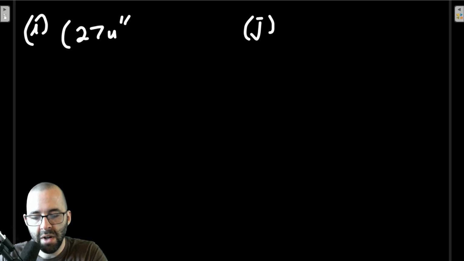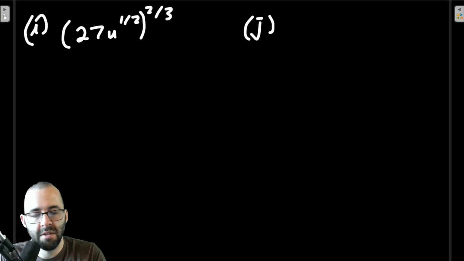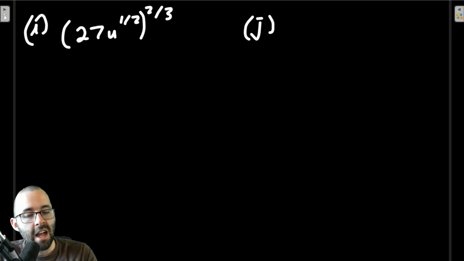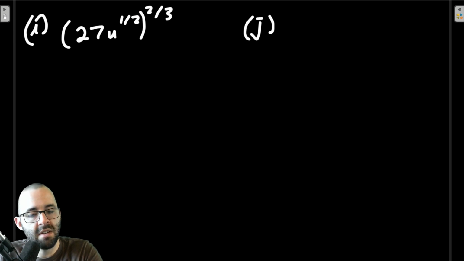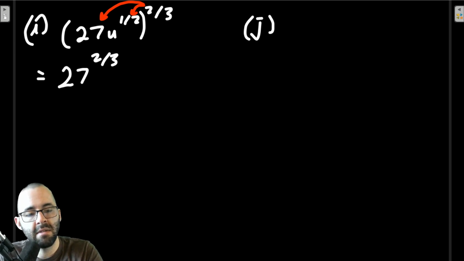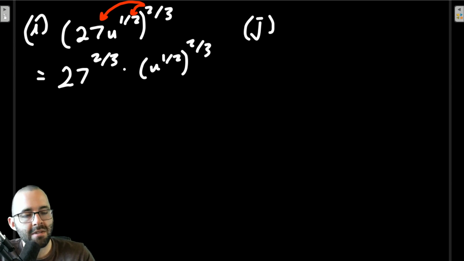27 u to the 1/2 raised to the 2/3. Now again, be very careful. That 2/3 is going to both of these. The 1/2 is only going to the u. 27 is not getting the 1/2. So what we're going to do is start by giving this 2/3 to both things. We're going to have 27 to the 2/3. We'll deal with that. Times u to the 1/2 to the 2/3. So both of these things are getting an exponent of 2/3.